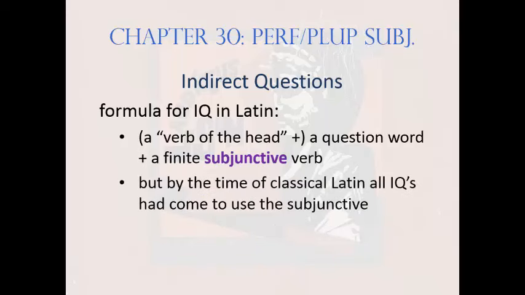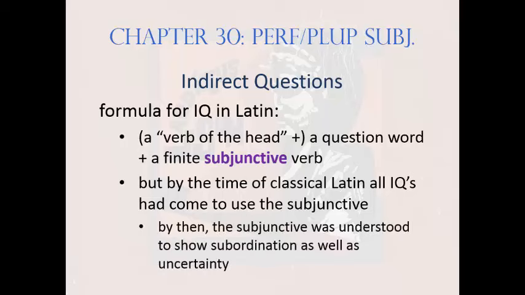By classical times, however, the subjunctive had come to be used in all indirect questions, whether factual or dubitative. It was part of that larger ongoing change, in which this mood was beginning to represent subordination as well as uncertainty.